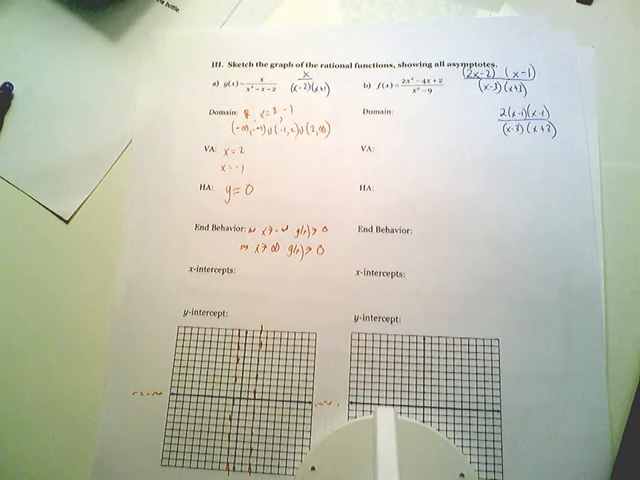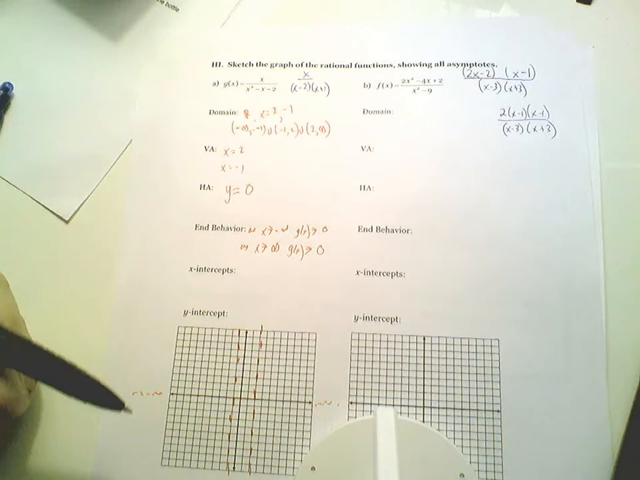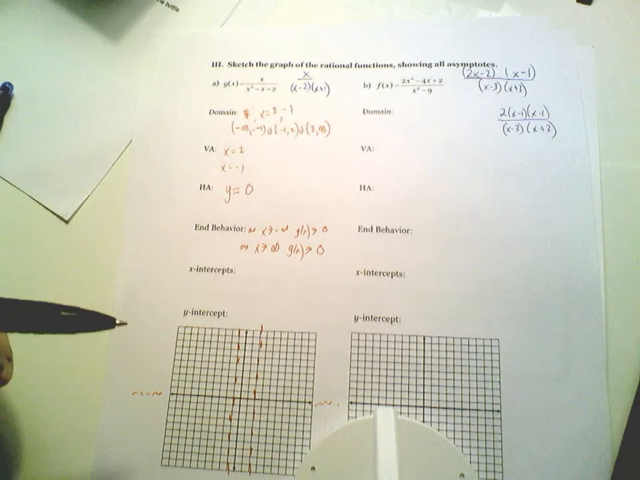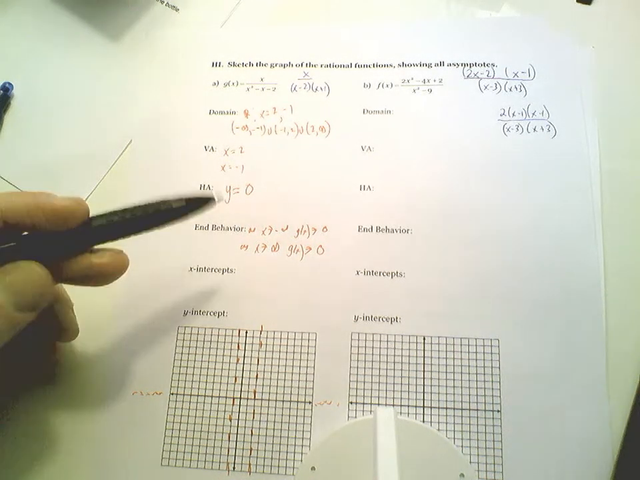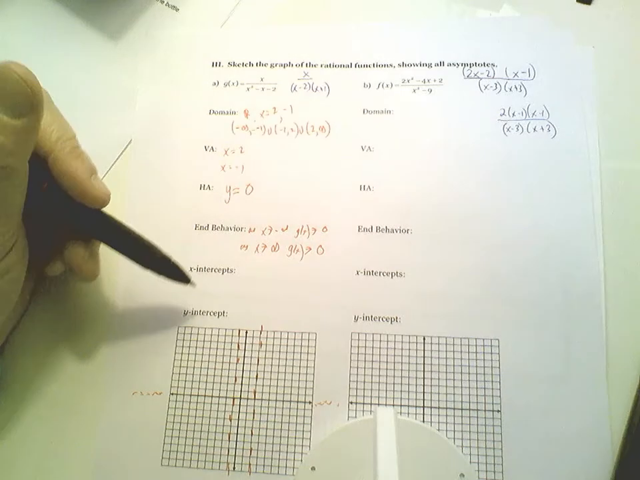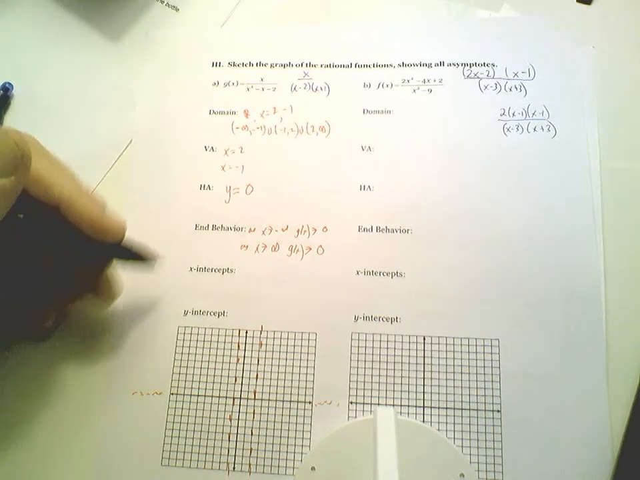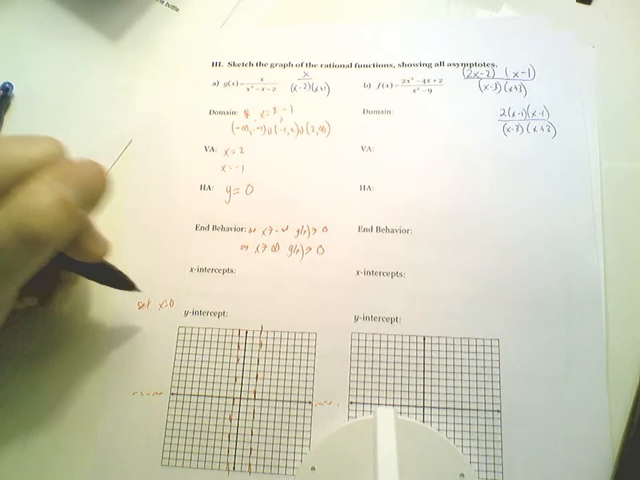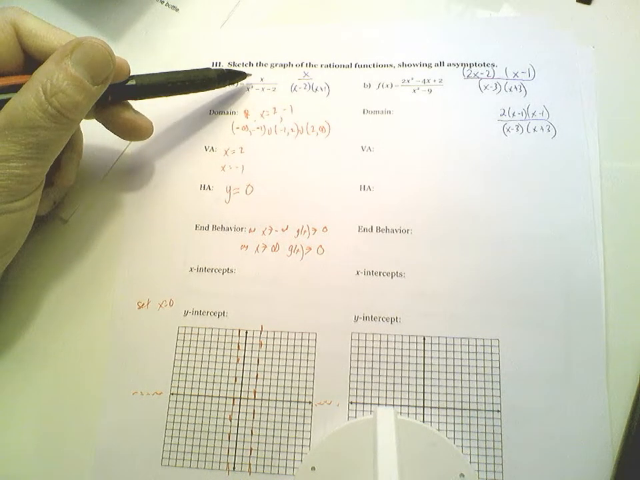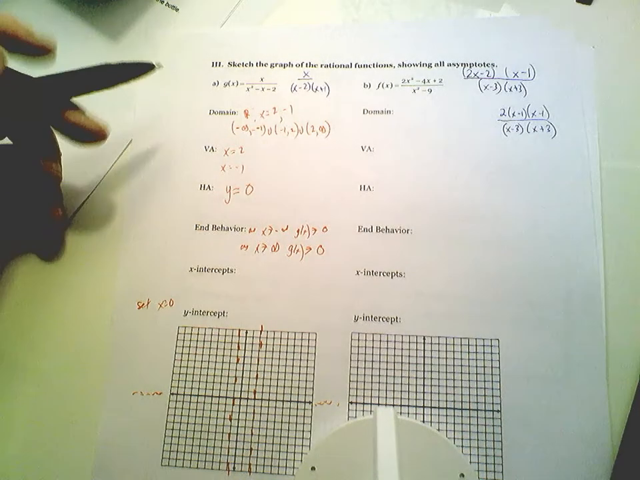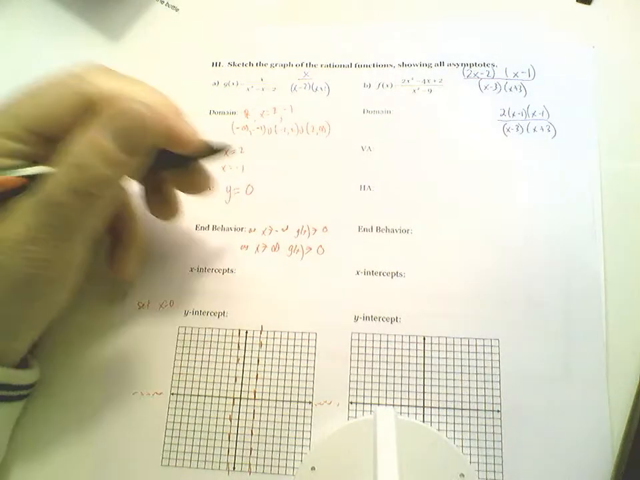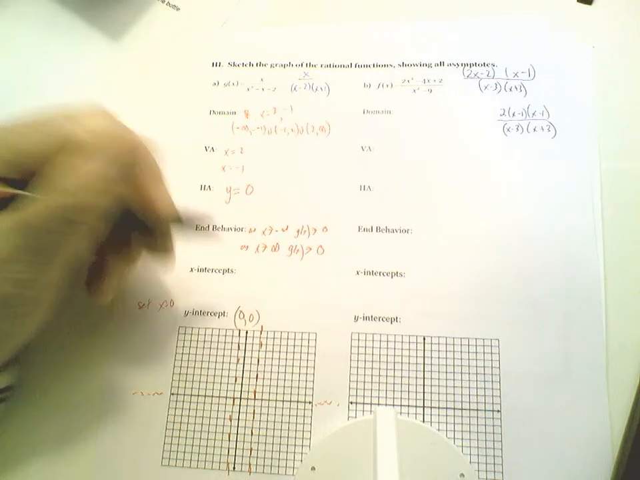There's a couple more things that I can do to make the job a little bit easier. That's to identify x and y intercepts. Well, how do I identify the y-intercept? Set x equal to 0. In this case, when I set x equal to 0, I'm going to have 0 over negative 2. And so the y-intercept lives at 0, 0. I'm going to go ahead and dot it.